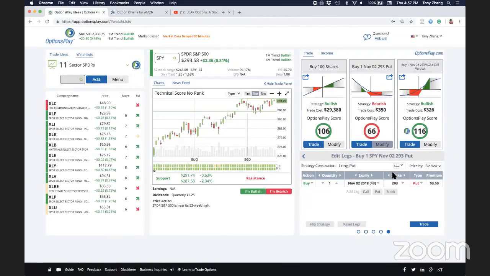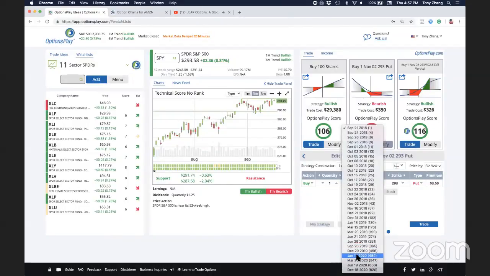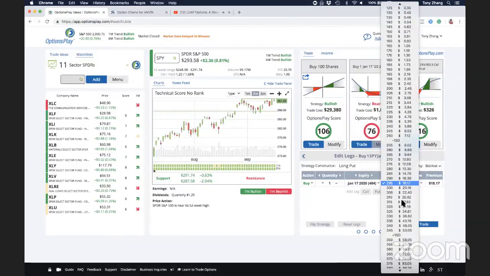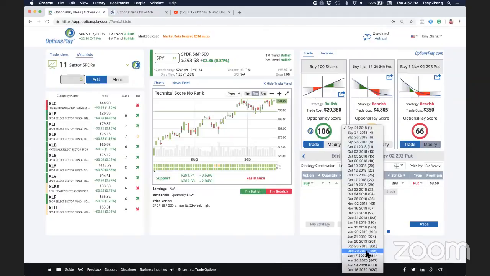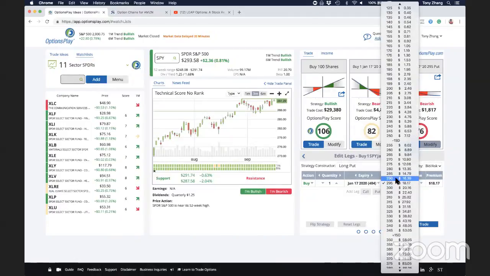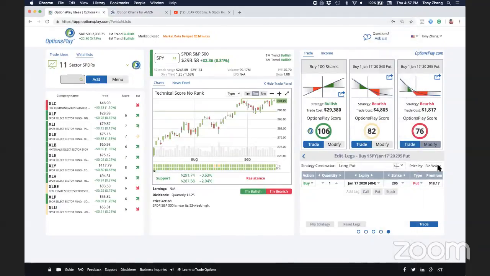So let's say we're buying a put here. I'm going to a January 2020 put. Let's look at an in the money put. So roughly $5,000 is roughly a fifth of the $30,000 underlying shares, versus if I bought an out of the money or at the money put. Let's say I buy an at the money put instead. Let's compare all of those next to each other.